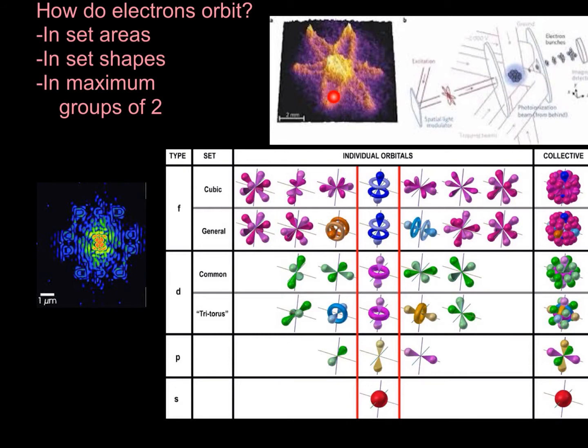So right here we have electron microscopes. They actually give us a 3D representation if we're able to use waves to try and visualize what is happening inside of the atom.